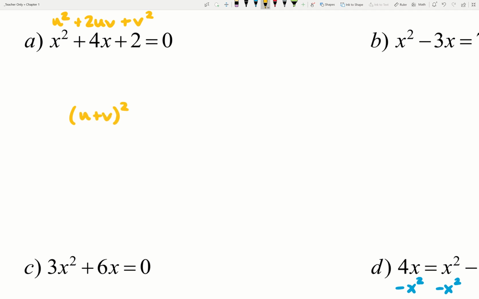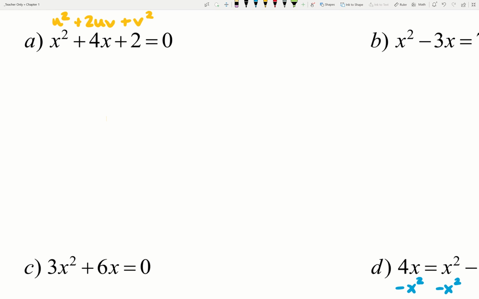So let's see if we have something that matches up to that. I think playing the role of u would be x there, because that's what's sitting in u's seat. But when we try to figure out what's playing the role of v, v squared is sitting in the number 2's seat, and that would be the square root of 2, which wouldn't be very nice. Plus, we wouldn't match up with the middle term in the perfect square trinomial formula. So unfortunately, what we are currently given here is not a perfect square trinomial.